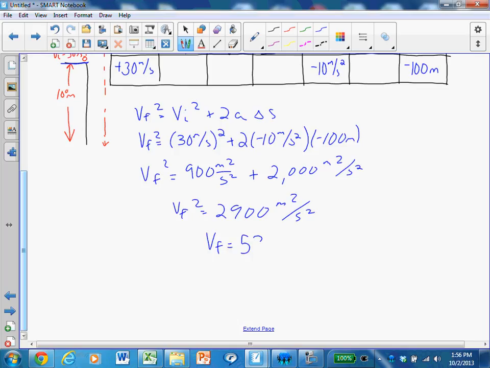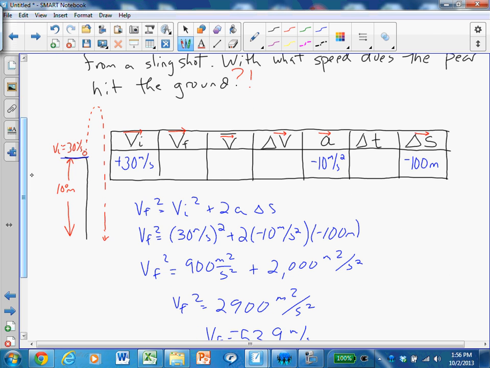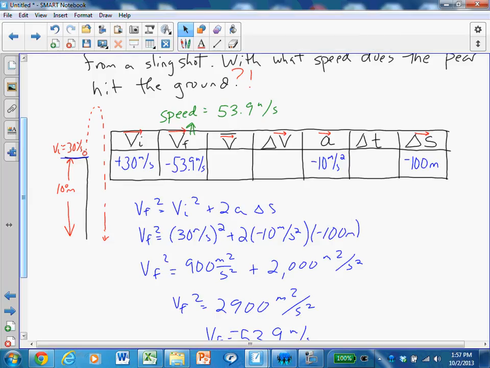It's 53.9 meters per second, and since it's going down, we'll be looking at the negative. But it asks for speed, so the speed would be just 53.9 meters per second. Okay? And then the same way to do the averages and stuff, but I'm not going to fill those in now. But you could do up and down as well.